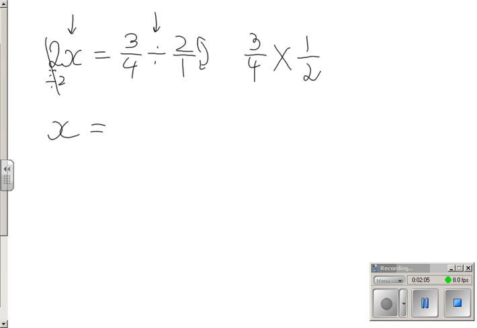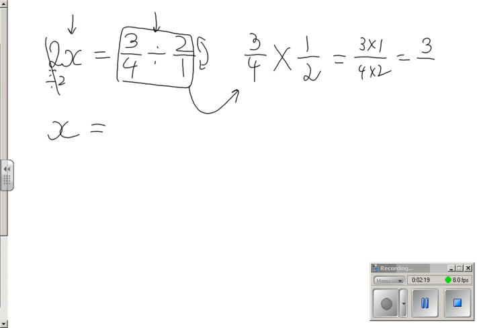So in order for me to figure out what 3/4 divided by 2 is, I really need to do 3/4 multiplied by a half, which is the reciprocal of 2. And then I just multiply the tops, 3 times 1, and the bottoms, 4 times 2. I get 3 over 8. So my answer is x is equal to 3/8.